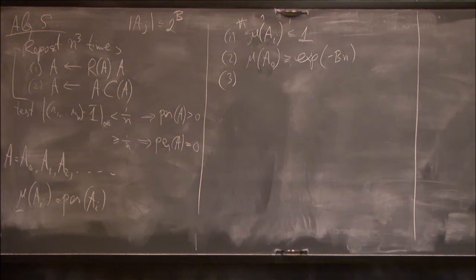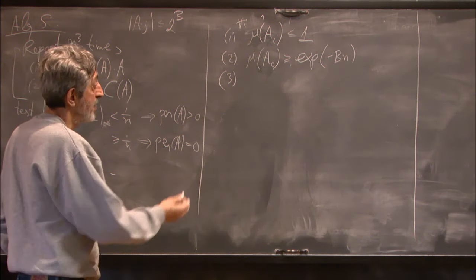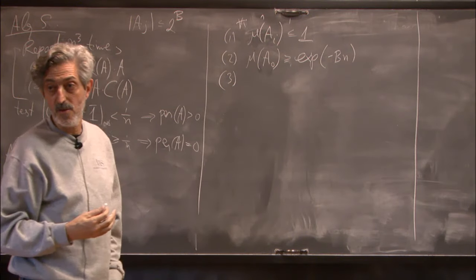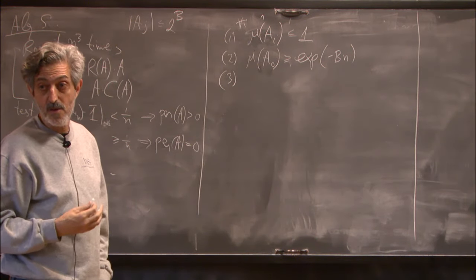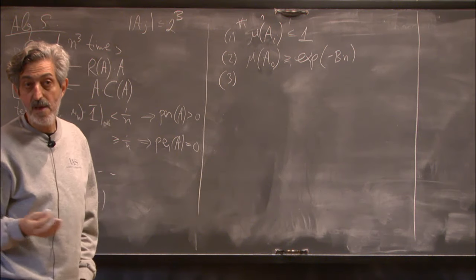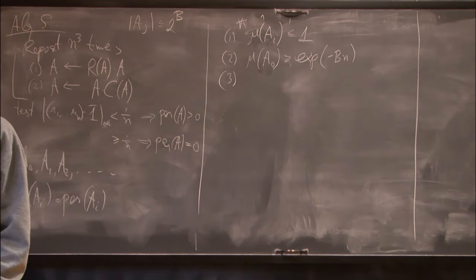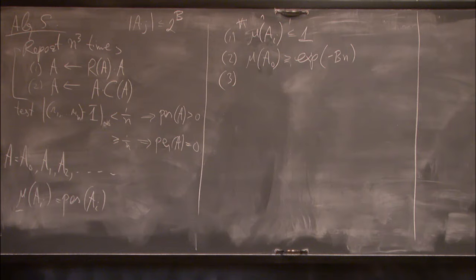Why do you need exponential? Why not just... because we want polynomial time convergence. Because we want polynomial time steps. If it's just arbitrarily, if it's just positive, how do you bound the number of steps? So let me write the third condition.